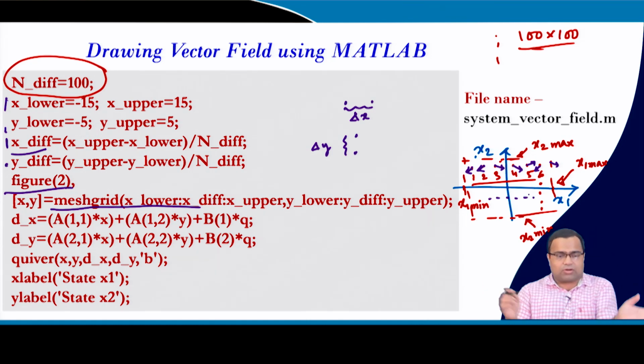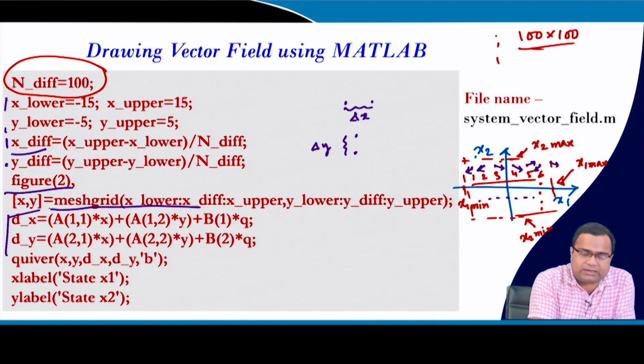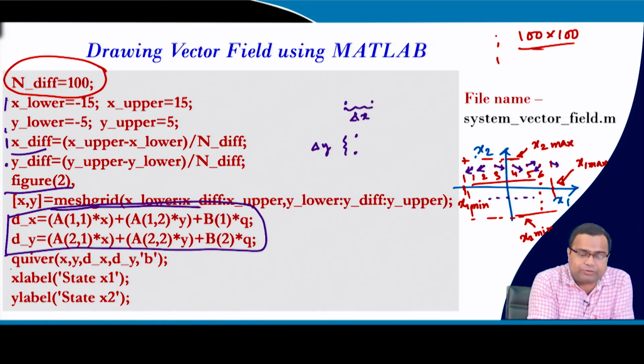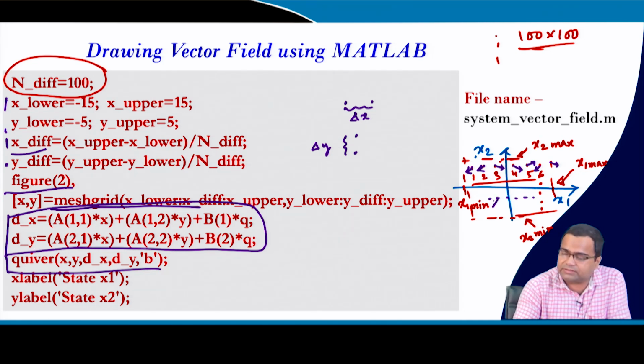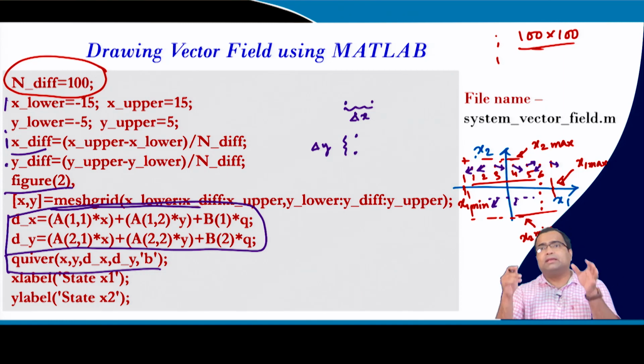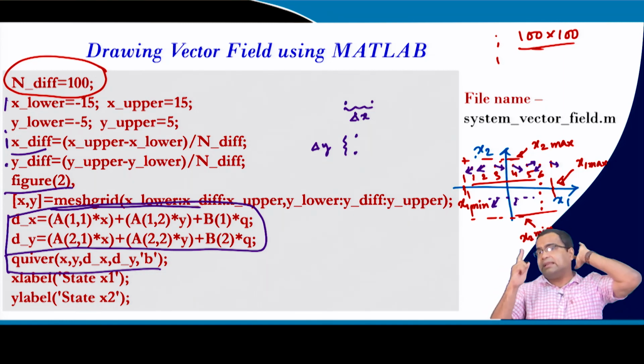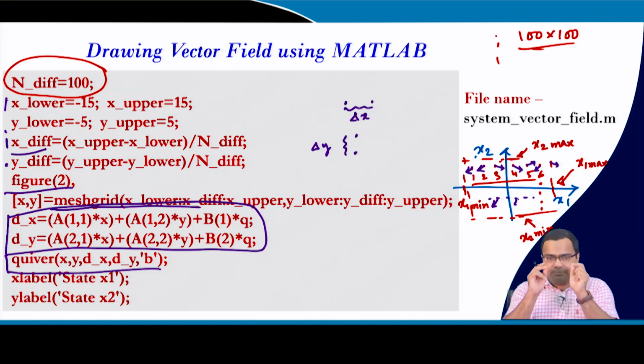Meshgrid is creating the dots. Then you have to plug in the actual dynamical equation here, which you have already considered, and it will draw the quiver plot. The quiver plot means these arrow marks will be plotted automatically by computing their direction field, because if you start any initial condition at this point, then the trajectory will start moving along this direction for a short duration.